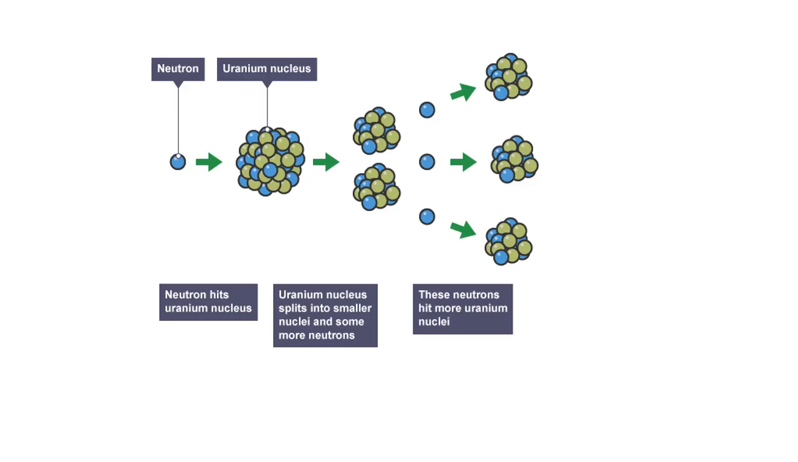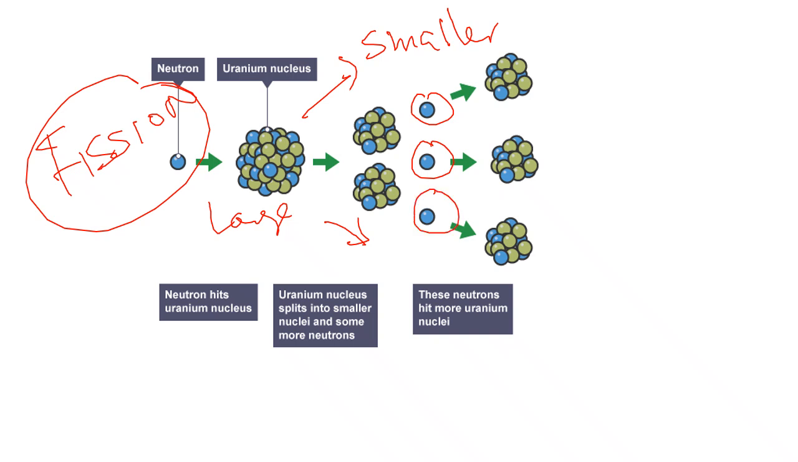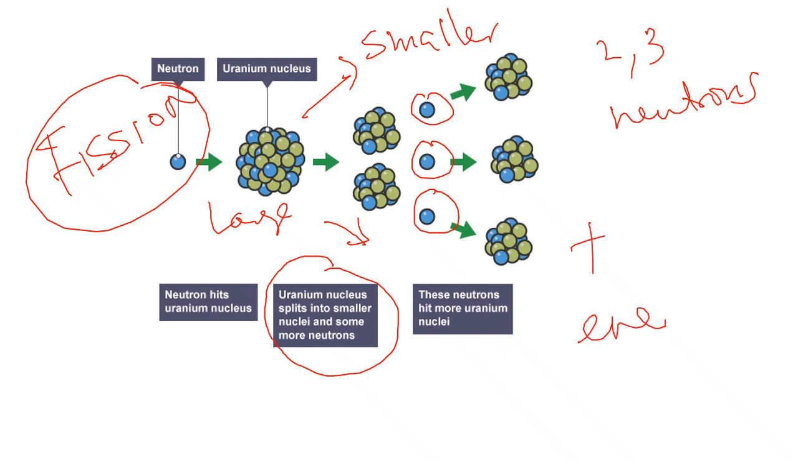This is fission. Fission is when you have a large nucleus and it splits into smaller nuclei and neutrons. You have either 2 or 3 neutrons. The neutron hits the uranium nucleus, it splits into smaller nuclei and these neutrons, and what does it release? It releases energy.